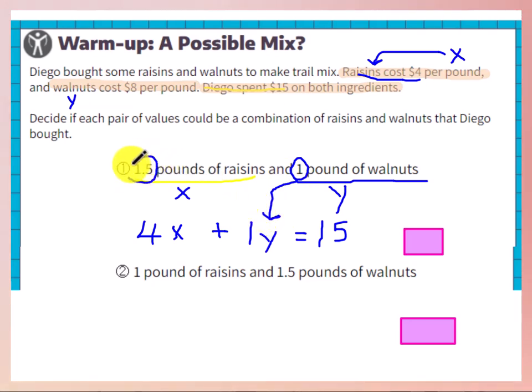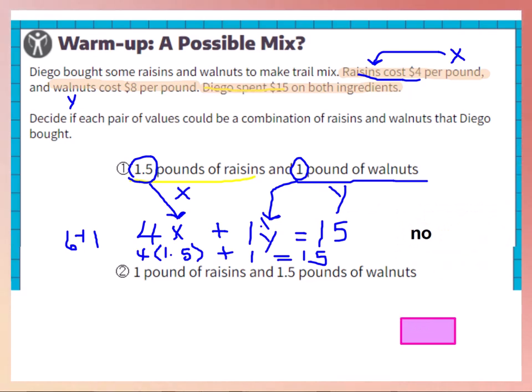So we have 1 for walnuts and 1.5 for raisins. So we're going to substitute those numbers in for X and Y. So 4 times 1.5, use your calculator, plus 8 times 1. I can go ahead and multiply 8 times 1 in my head. That's just 8, should equal 15. So taking my calculator out, 4 times 1.5 is equal to 6. So is 6 plus 8 equal to 15? And the answer is no.